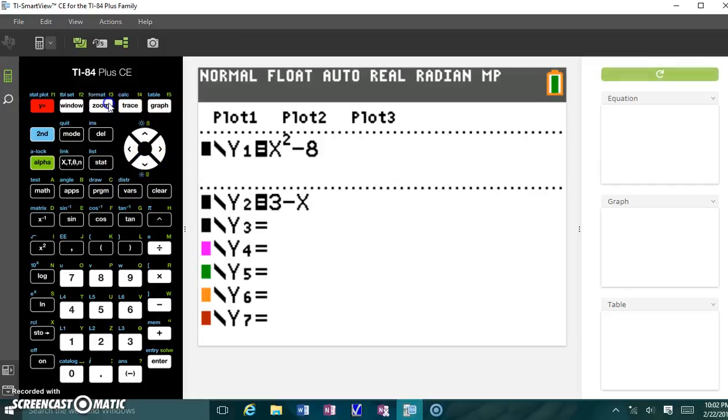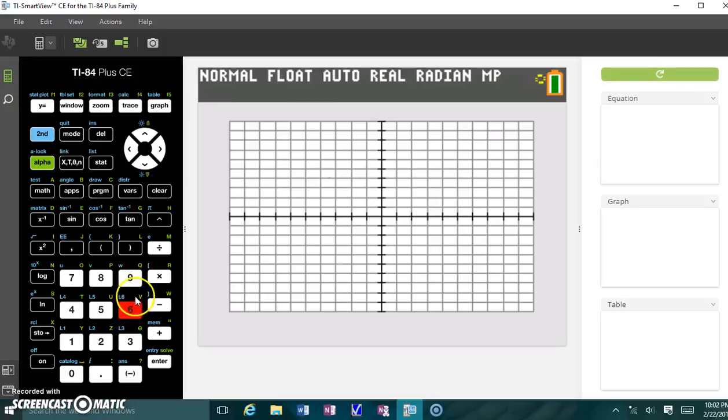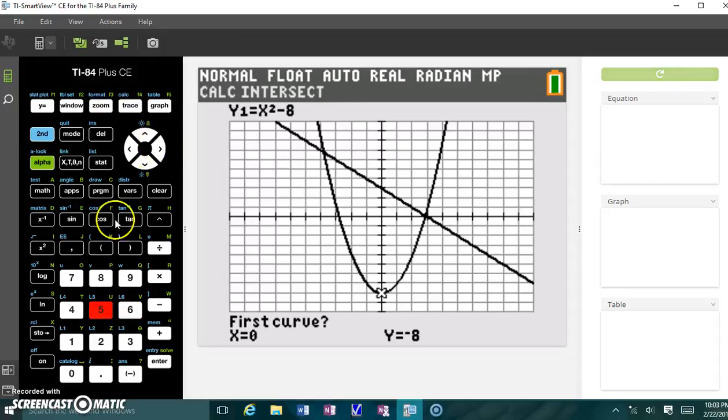And then go ahead, and I did zoom standard. And here is my parabola, and here's my line, and I want this area here shaded in between. So I'm going to need my intersection points. So let's go to calc intersect, and I'll pause it.